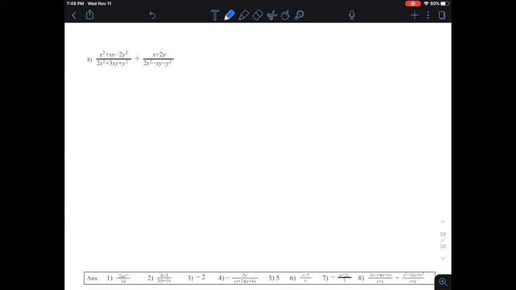Okay guys, so for this last one, with the division, we're going to multiply by the reciprocal. So I'm going to do a couple of things at once here. I'm going to factor the numerator here. So I need two numbers that multiply to negative 2 that add to positive 1. So I do believe that's x plus 2y, x minus y.